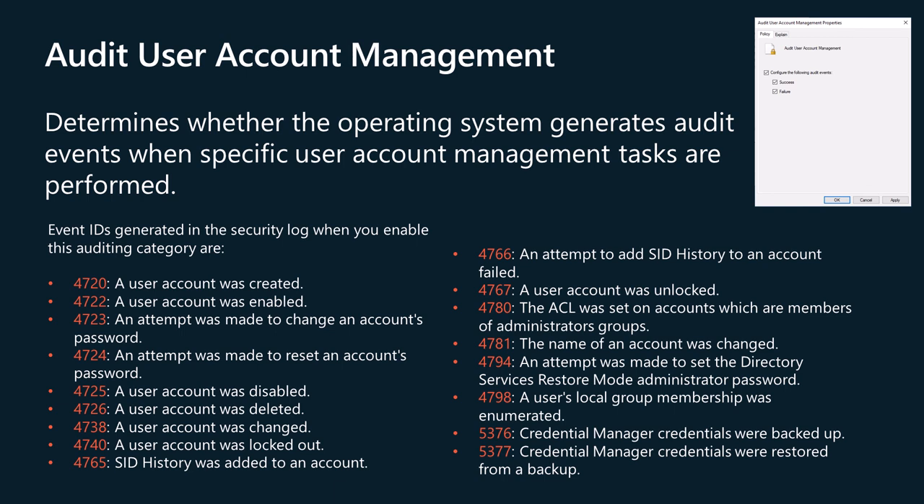Event IDs generated in the security log when you enable this auditing category are: 4720, a user account was created. 4722, a user account was enabled. 4723, an attempt was made to change an account's password. 4724, an attempt was made to reset an account's password. 4725, a user account was disabled. 4726, a user account was deleted.